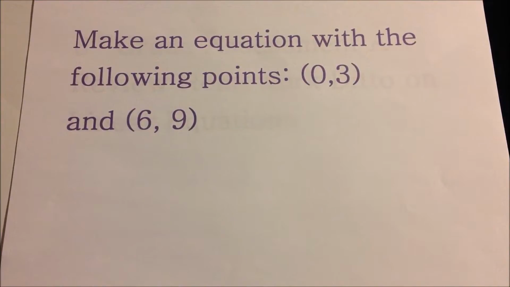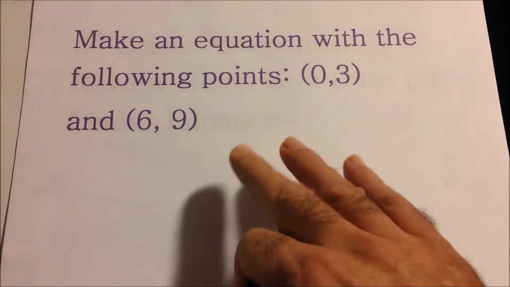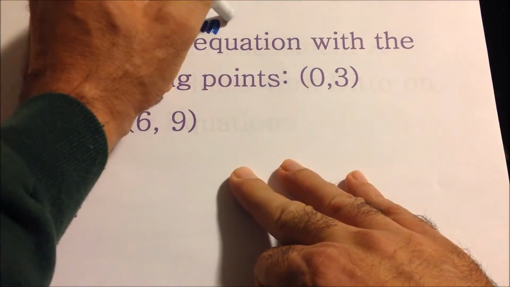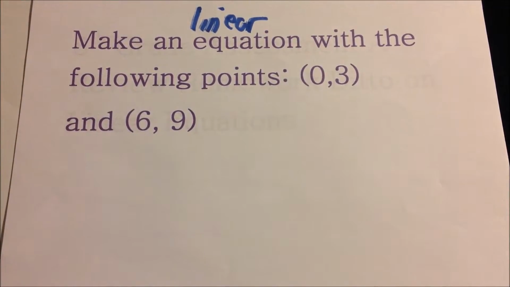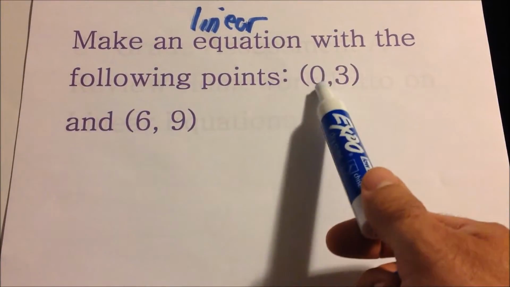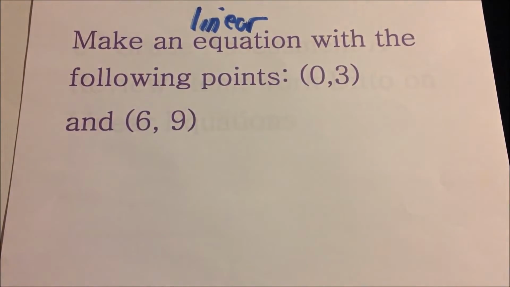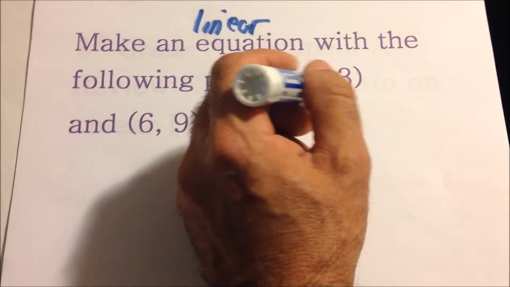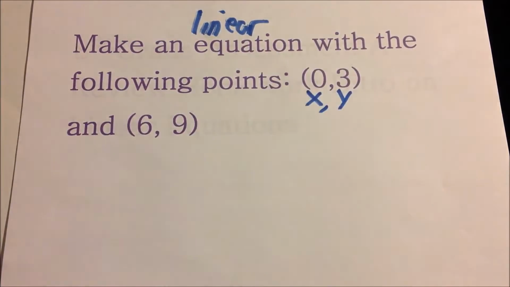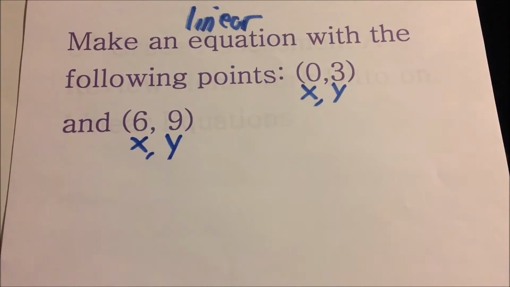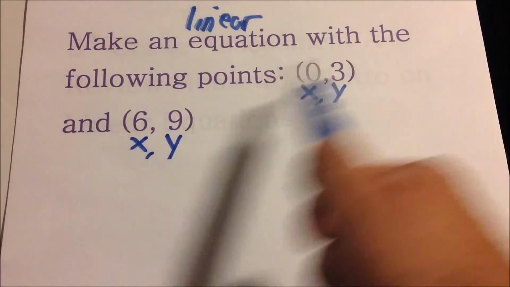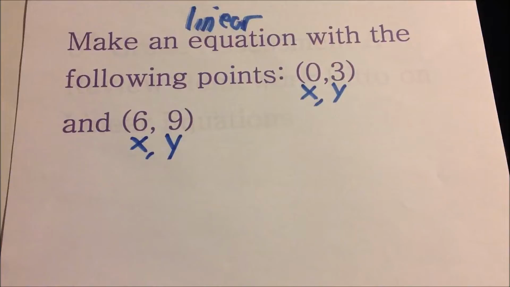Here we want to make a linear equation with the following points. We have these two pairs on a grid, (0, 3) and (6, 9). We should know by now that the first number is x and the second number is y. So we have two points on a Cartesian grid, or the coordinate plane, whatever you want to call it.